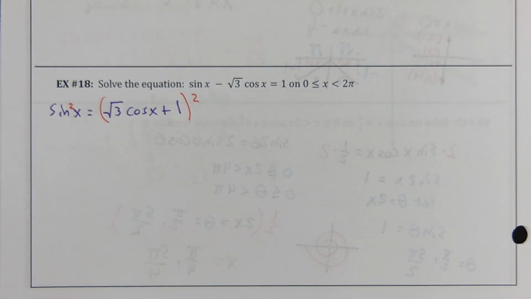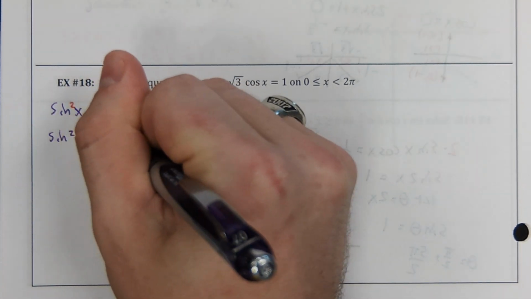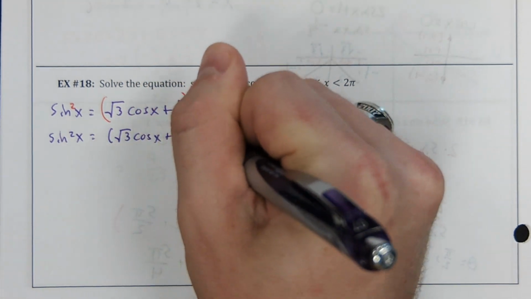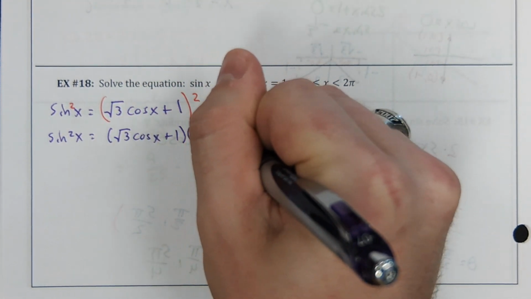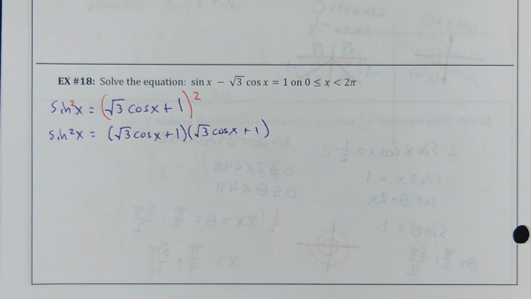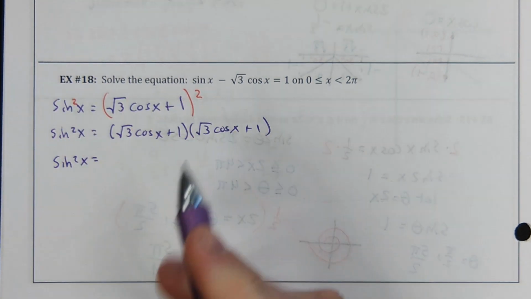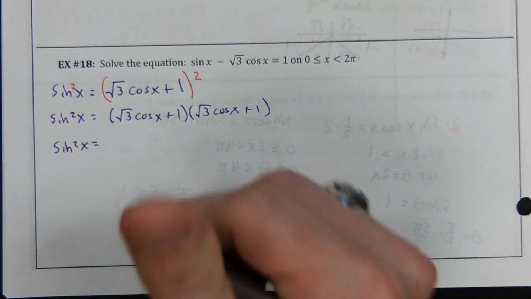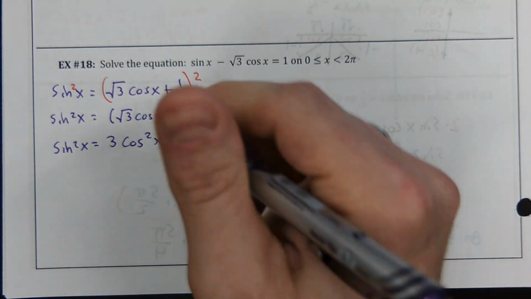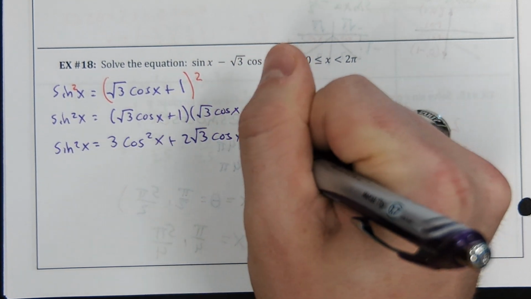Okay, we have sine squared x. Just like I said last time, I'm going to have to hope that you know how to FOIL and combine like terms. Root 3 times root 3 is 3. So it gives me 3 cosine squared x plus 2 root 3 cosine x plus 1.